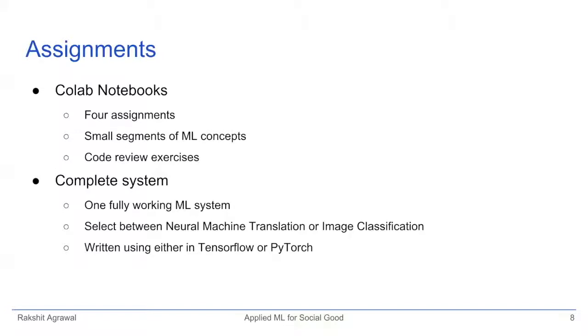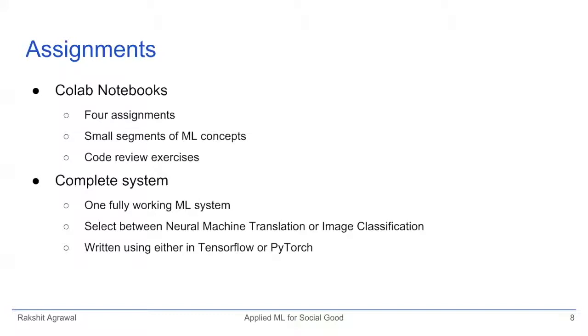Again, code will be in TensorFlow or PyTorch. So there are 4 and 1, so almost 1 per week for the first 6 weeks. Almost. Any other questions around assignments or the full complete system assignment?